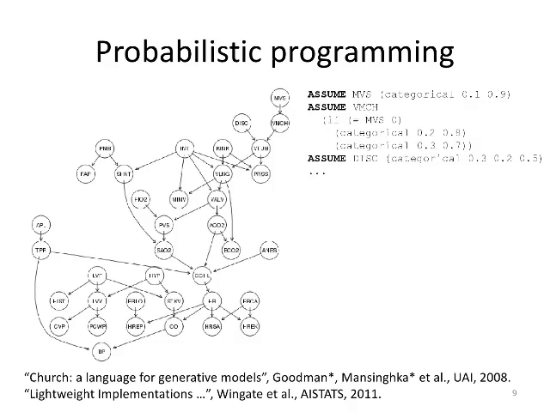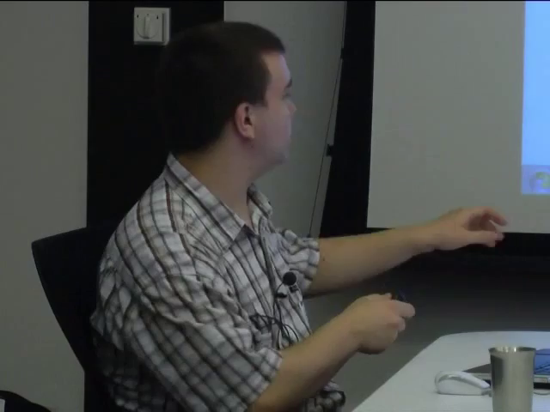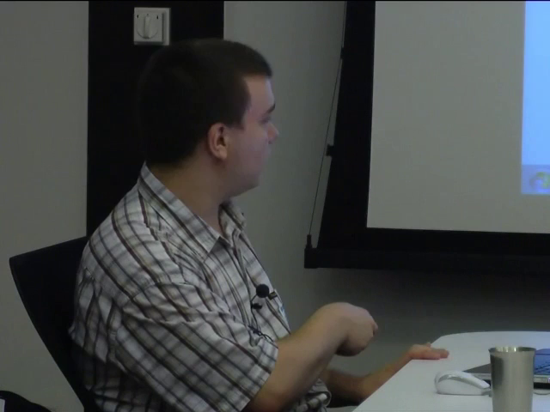And how does inference happen in the simplest framework in Church, the RandomDB implementation, which is based on this paper. I will provide the presentation and you can read about the RandomDB implementation of the engine for Church in Lightweight Implementations by Wingate et al., AISTATS 2011.